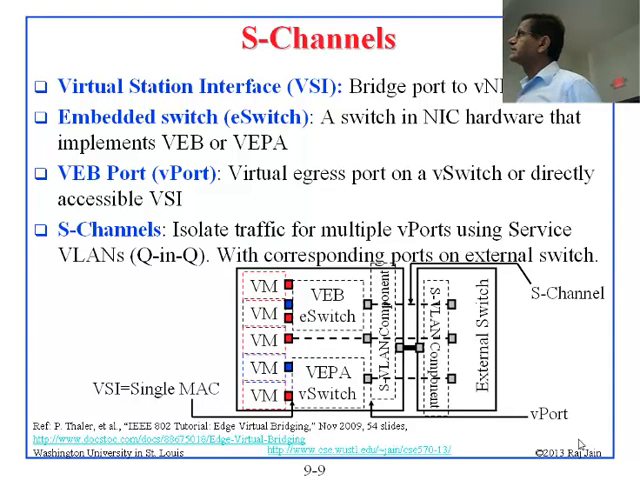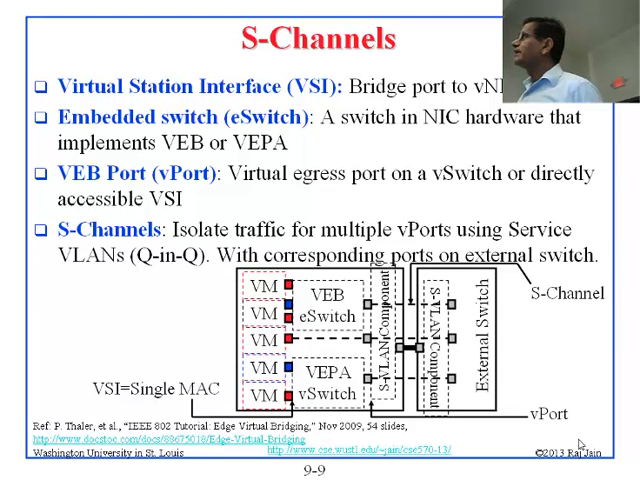S channel is the traffic coming from multiple ports. So there are at least three ports here. You see 1, 2, and 3. These three traffics have to be distinguished to be set up as three what we call S channels. So these are virtual channels actually. So this switch now implements three virtual ports and these things are somehow connected.